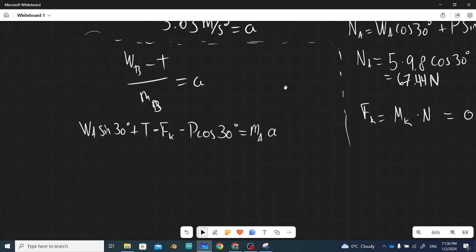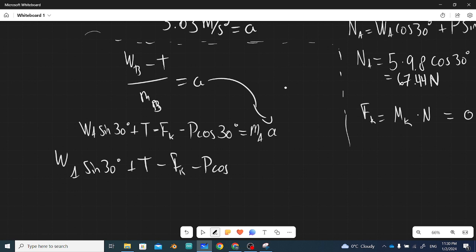So let's isolate. We'll plug that over here. So this is WA sine of 30 plus T minus force kinetic minus P cosine of 30 is equal to MA, and then this is weight of B minus T over mass of B. Right, so now let's plug all the variables that we know so we can simplify this.